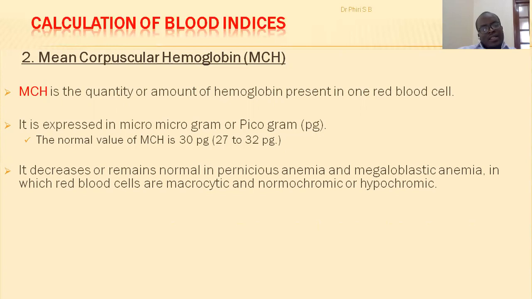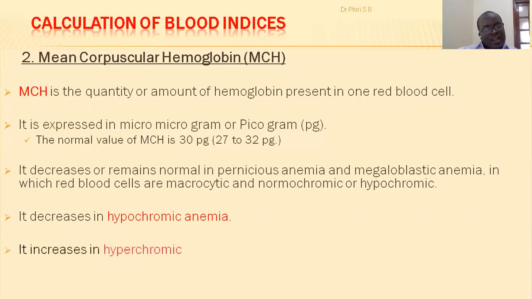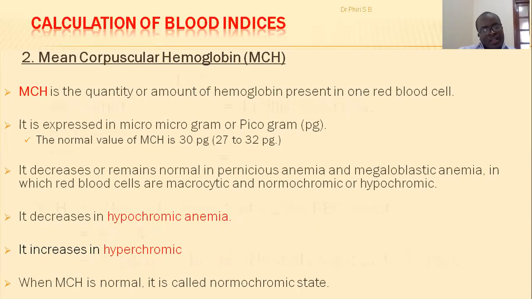So it decreases or remains normal in pernicious anemia and megaloblastic anemia, in which the red blood cells are macrocytic, normochromic, and hypochromic. But like I said, how do you differentiate them? If you have a decrease in hemoglobin concentration, or the amount of hemoglobin in these red blood cells, those cells are referred to as hypochromic. So this type of anemia will be hypochromic anemia. If you have an increase, then it's hyperchromic anemia. If it's the normal amount of hemoglobin in each red blood cell, then they are called normochromic states. So in terms of color, it's normal color. So it's normochromic. You're having enough hemoglobin in these red blood cells.